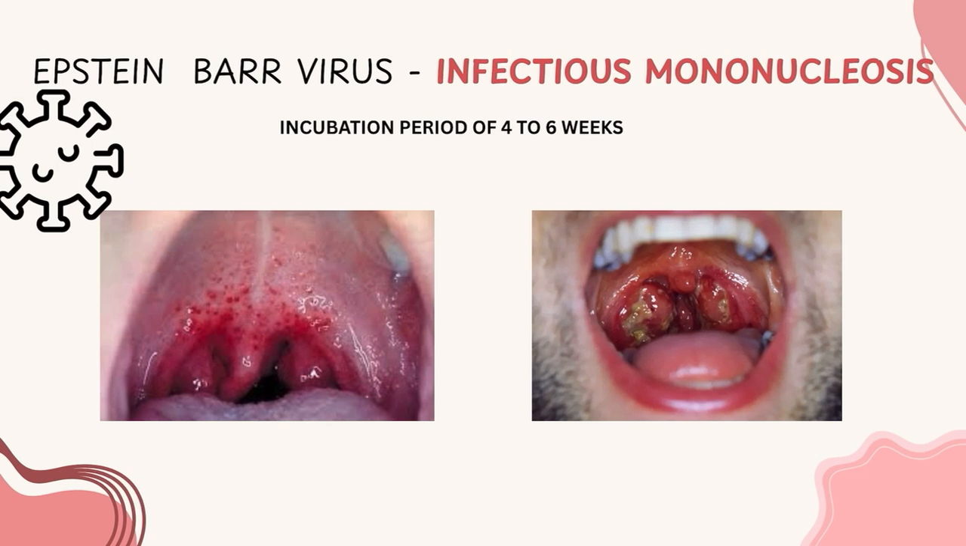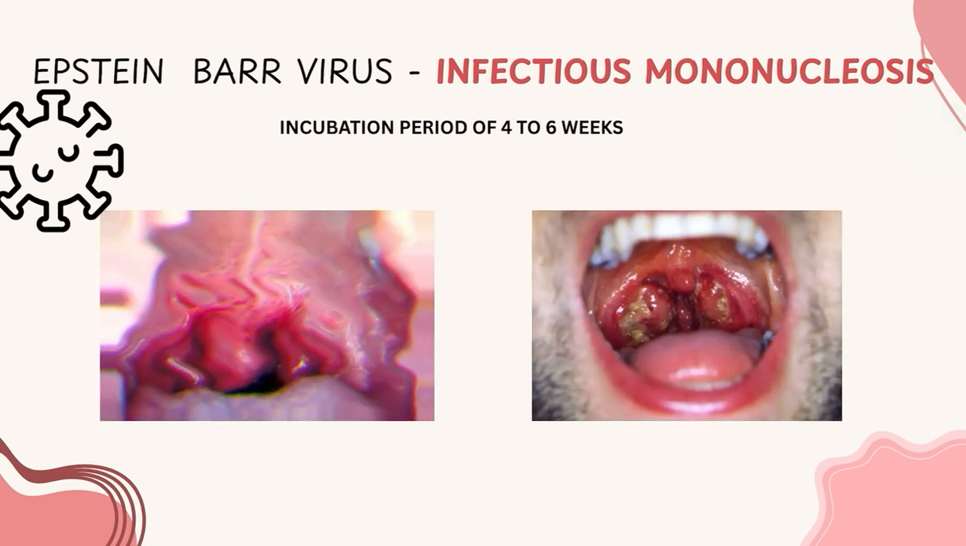Classical triad is fever, pharyngitis, lymphadenopathy. Additionally, multiple petechiae appear on the soft palate. Treatment is generally supportive. Analgesics and anti-inflammatories help to treat fever and sore throat, and encourage hydration and complete rest.